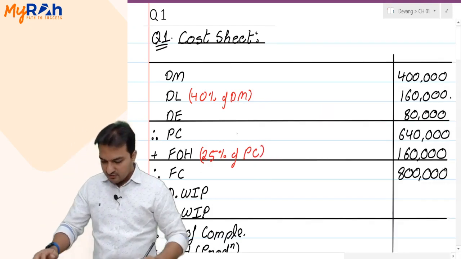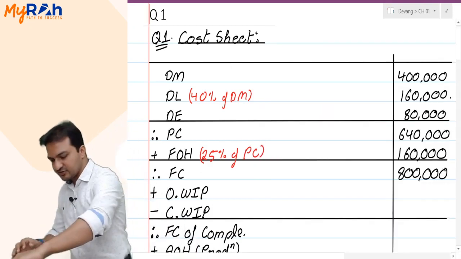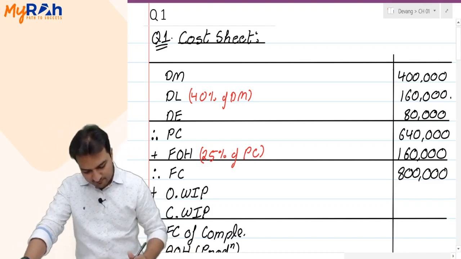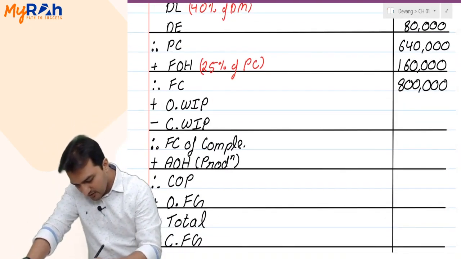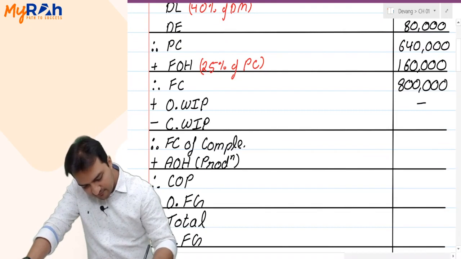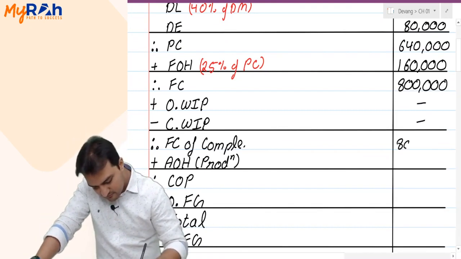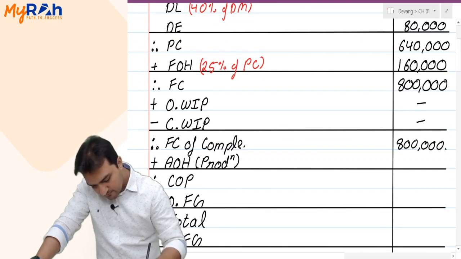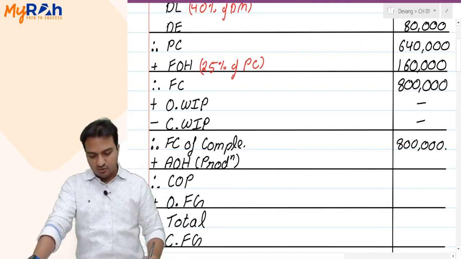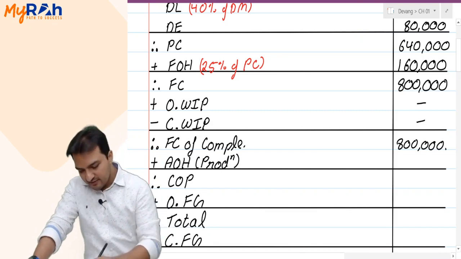So WIP is not there in this question. Like I said, there is no WIP here. So add opening WIP less closing WIP is not there. So it makes my total again as 8 lakhs. So 8 lakhs is still my factory cost, plus admin overheads related to production.